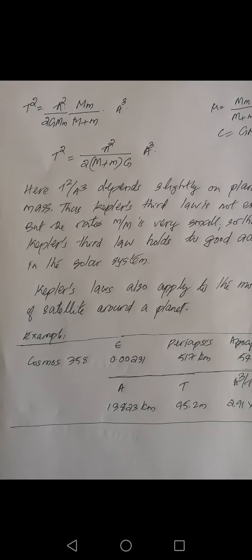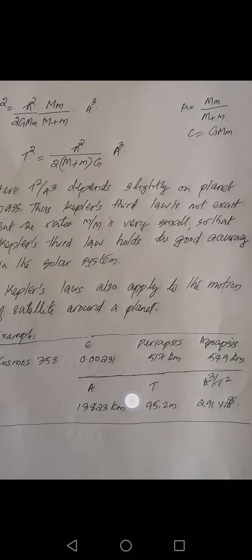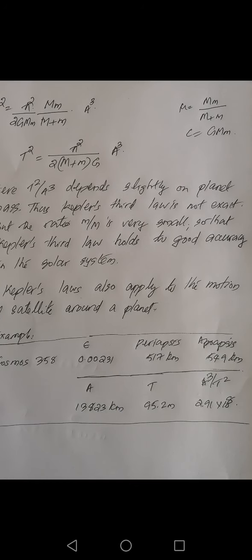Kepler's law also applies to the motion of a satellite around a planet. Okay, one example I have taken from the NASA site. You can see the Cosmos 358, epsilon is 0.00231. All details are given, and T is 95.2 minutes, and a cubed by T squared is 2.91 into 10 raised to 8. So you can also find various values and calculate it.